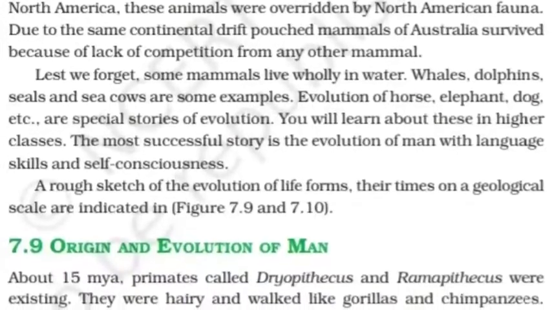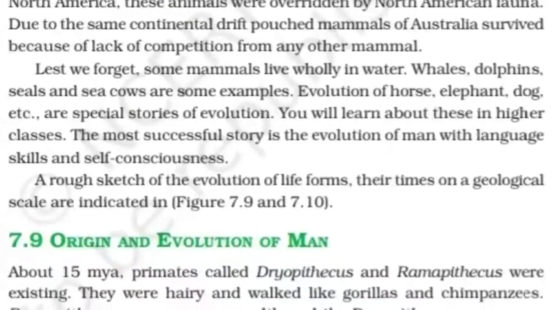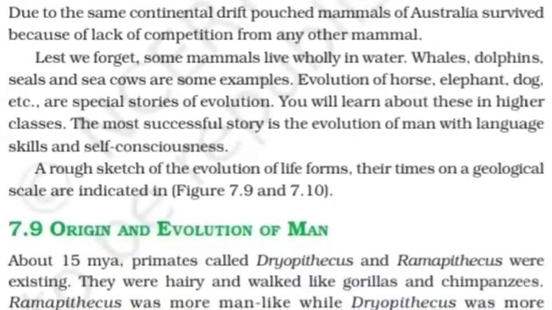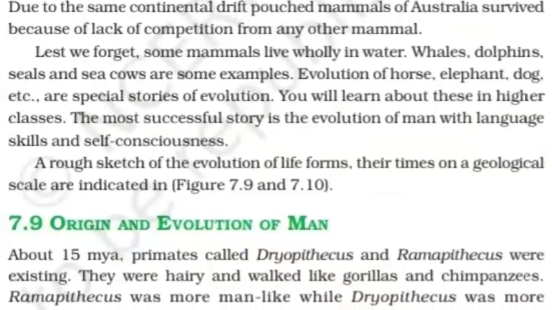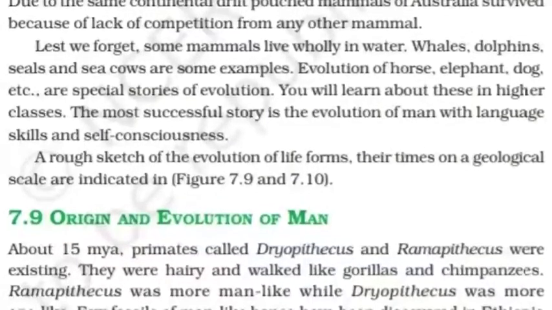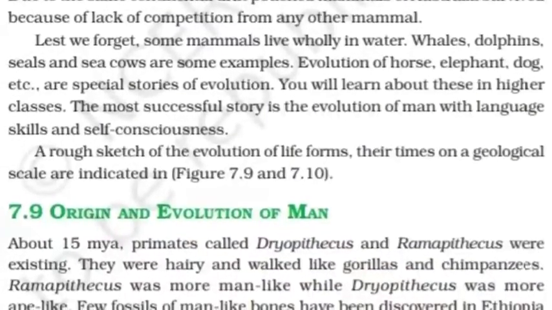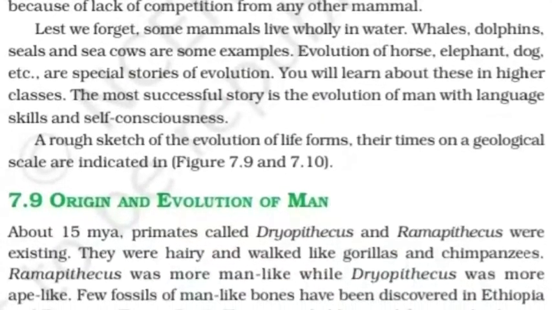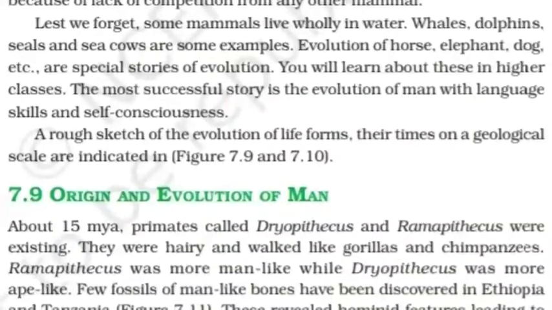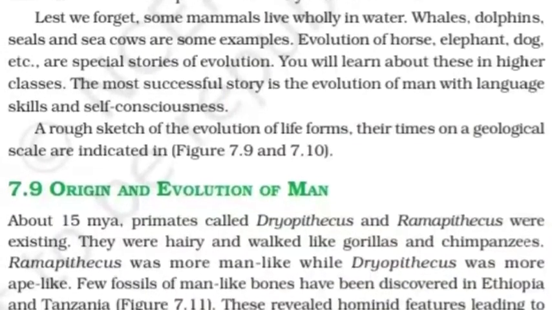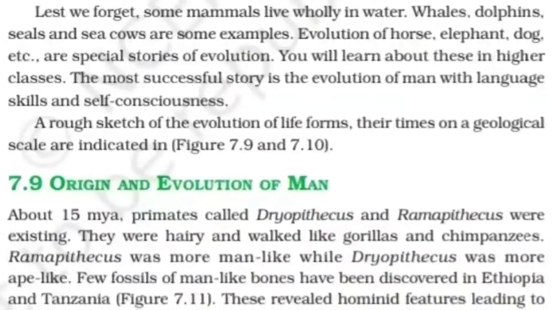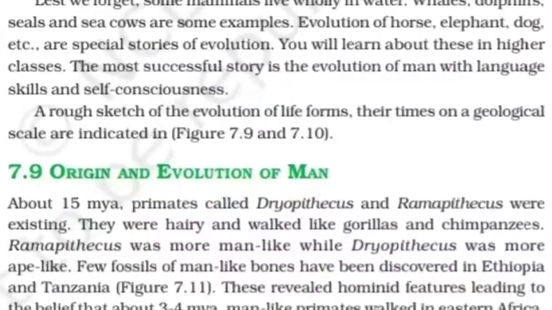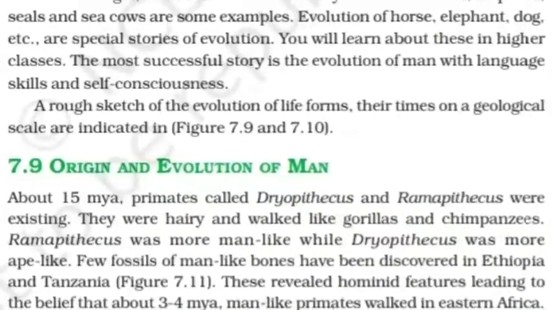Their time is shown on the geological scale and is indicated in the figure. Origin and evolution of man. About 15 MYA, primates called Dryopithecus and Ramapithecus were existing. They were hairy and walked like gorillas and chimpanzees. Ramapithecus was more man-like while Dryopithecus was more ape-like.